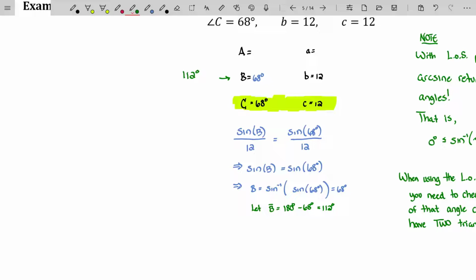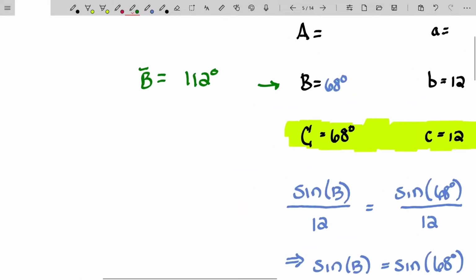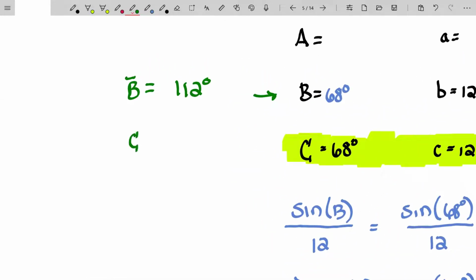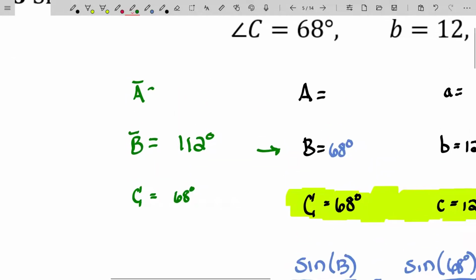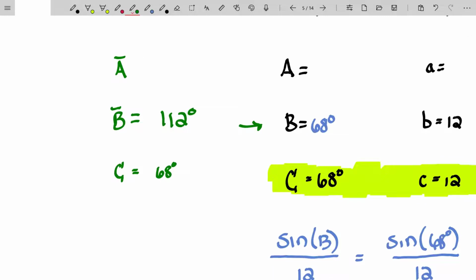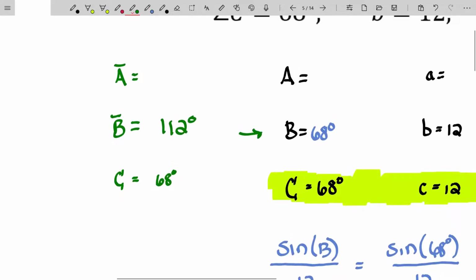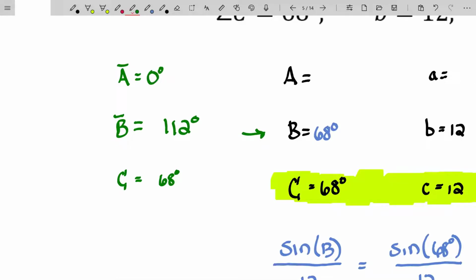But why? It's because if you were allowed to have that angle be 112 degrees, well, we already were given a concrete angle for C. The concrete angle for C was 68 degrees. Maybe I should just keep it as C, which means angle A in this alternate universe would be, let's see, 180 minus 112 minus 68. Angle A would be 0 degrees. Well, that's not even a triangle. So there's no other triangle.